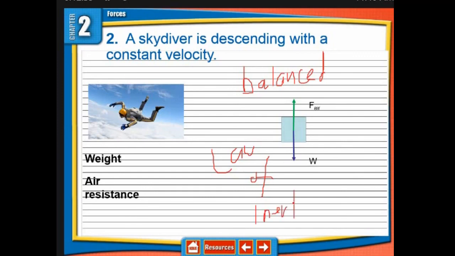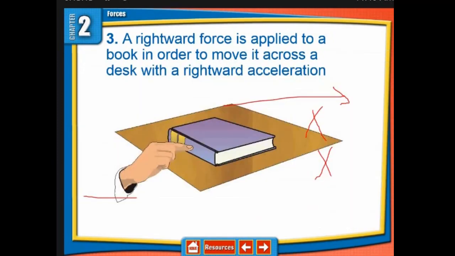And the second statement of the law of inertia is that an object in motion will remain in motion at the same speed and in the same direction forever and ever. So if this man here moves in constant velocity, meaning constant speed and the same direction forever and ever, why? Because he experiences a balanced force. And the story would be different in this case.